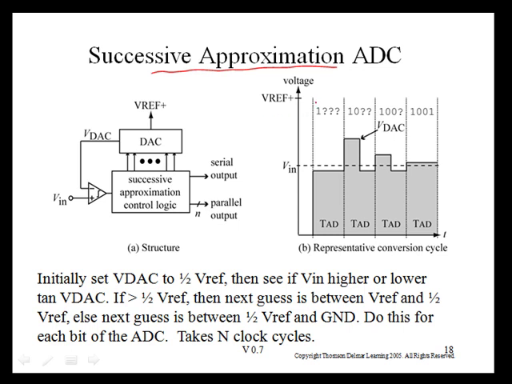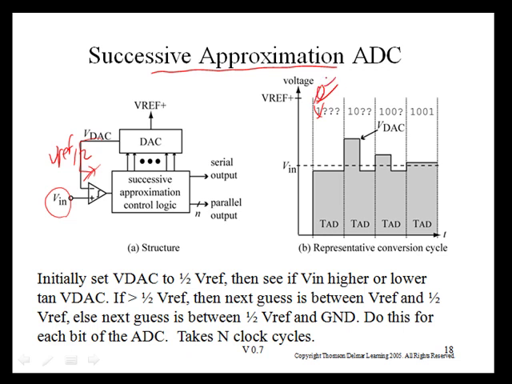It first guesses at the most significant bit by setting it to a 1. That will set the DAC voltage here to VREF divided by 2, and then it sees whether the input voltage is higher or lower than that. If the Vn voltage is higher than that initial guess, then it knows that the first bit is a 1. If it finds that Vn was less than VREF divided by 2, then it knows that the first bit should be a 0.